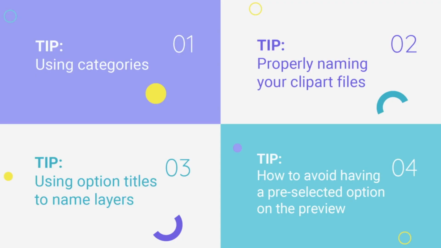All right, let's go back to our list of tips. And the last step, how to avoid having a pre-selected option on the preview. So this is also very related with libraries, but it could also be done using regular elements on image placeholders. So let's go ahead and see how that works while I share my screen.